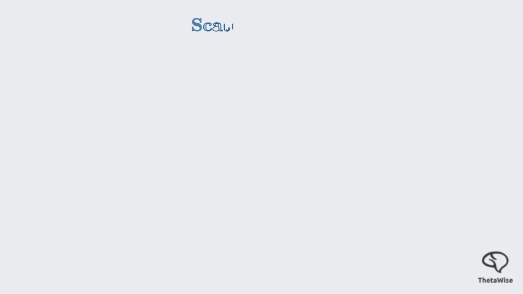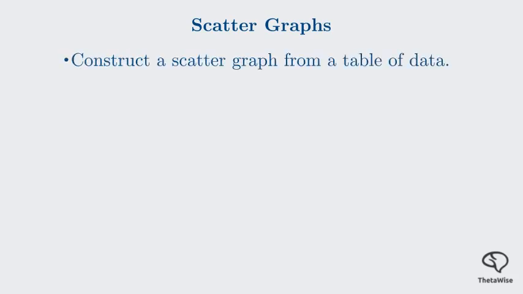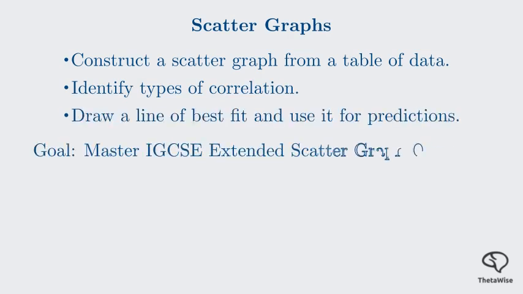Welcome to this lesson on scatter graphs, a vital tool in statistics for investigating the relationship between two different variables. In this lesson, we have three main objectives. First, we will learn how to construct a scatter graph from data. Then, we will identify different types of correlation, and finally, we will draw a line of best fit to make predictions. By the end of this video, you will be able to plot these graphs accurately, identify the type of correlation present, and use a line of best fit to make reliable predictions, just as you would be expected to do in an IGCSE extended examination.